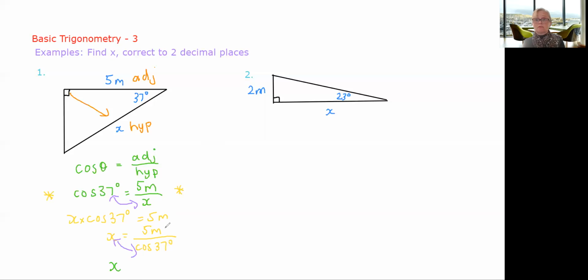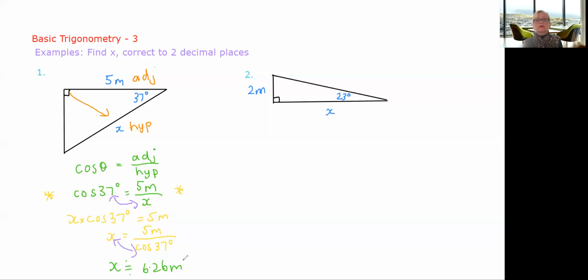But in this case, instead of multiplying, we're going to divide. So we're going to do 5 divided by cos of 37. And to 2 decimal places, we get 6.26 metres. The only difference between what we've just done and what we've done in previous videos was that in this case, the x happened to be in the denominator. So it's just a little bit more algebra to get the x on its own. But if you think about it like this, you can go straight from that step to that step and then to your calculator, and that's perfectly fine.